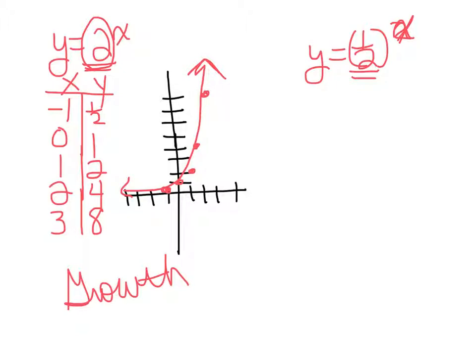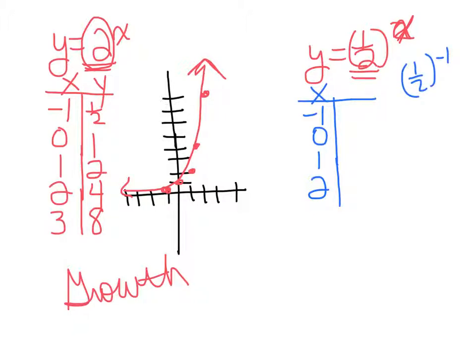Again, we'll make a table of values. And for x, we're going to put in -1, 0, 1, and 2. When we put -1 in, that is 1/2 to the -1. Again, the negative exponent makes it flip, so we're going to get 2. Exponent of 0 gives us 1. 1/2 to the 1 gives us 1/2. 1/2 to the second gives us 1/4. And 1/2 to the third would give us 1/8.